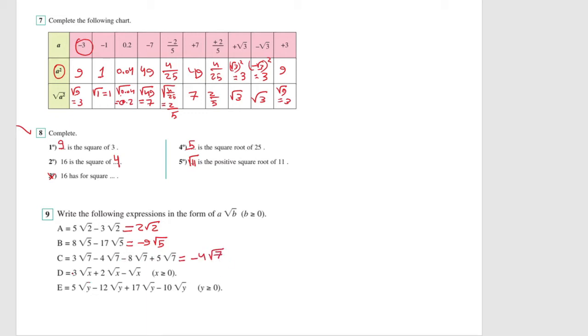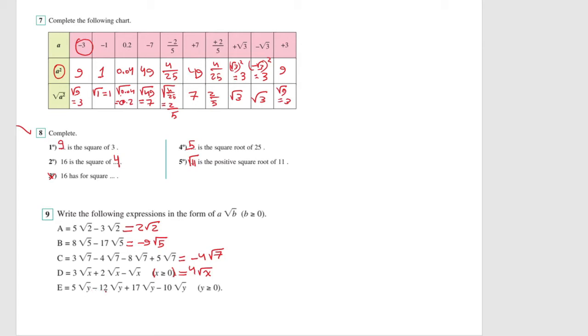Good. Okay, 3 radical x plus 2 radical x minus radical x equals 3 plus 2 is 5, minus 1 is 4 radical x. Here they gave me this bracket, x is greater or equal to 0, meaning they gave me a condition that x must be positive. Of course, because it is a radical, the number must be positive.